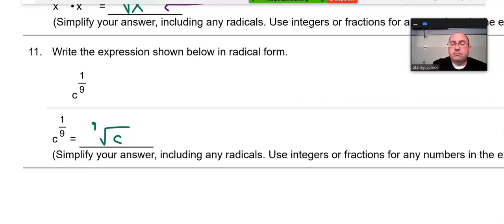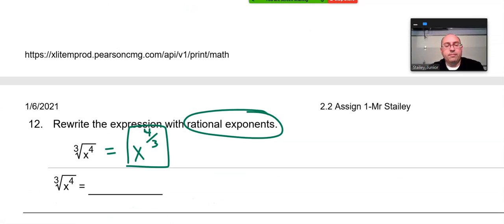Question 11. Not a whole lot of difficulty with question 11, right? The 9th root of c. The 9th root of c. That's it. C to the 1st, I should say. I guess I could put it in there. I don't need to, though. There's nothing in MyMathLab that will require you to write that 1 in there. But it's there. So if you just put the 9th root of c, you'll be good.